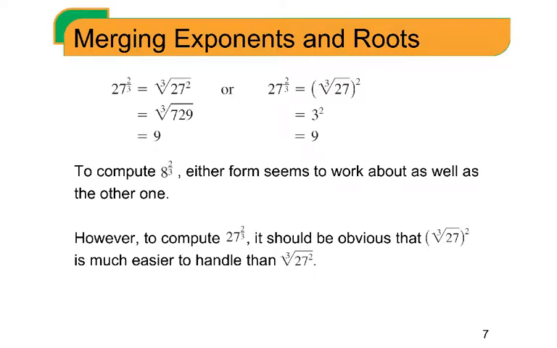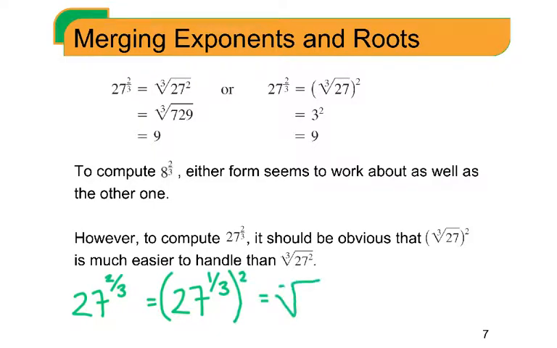And these are some more examples. Suppose you want to evaluate 27 to the 2/3 power. Well, I don't know what 27 squared is. So I'm going to write this as 27 to the 1/3 power squared because I happen to remember what the cube root of 27 is. That's 3.